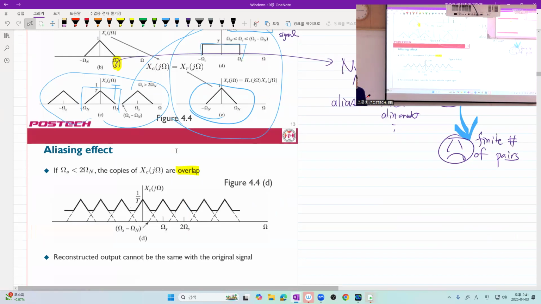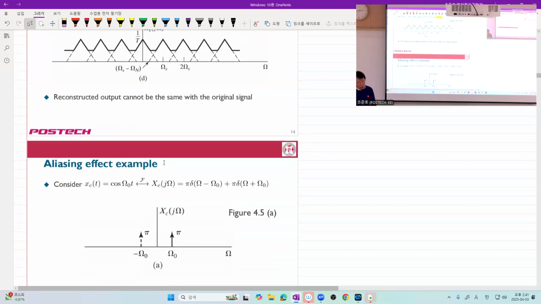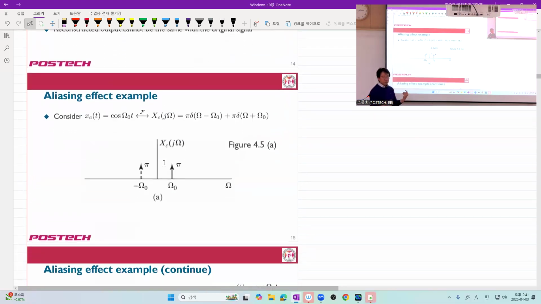Anyway, here aliasing is not yet well defined, but we understand it as some unwanted overlapping of replicas of the shifted versions of the original spectrum in the frequency domain. And let's see what happens using some examples. So here is an example. Suppose you have a tone signal. By the way, what is a pure tone or tone signal?